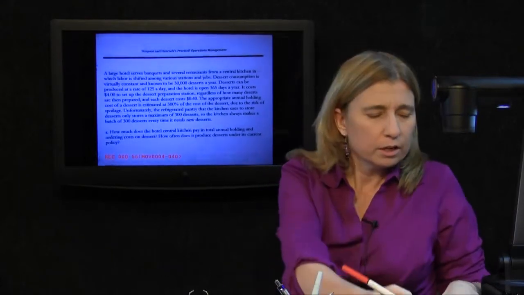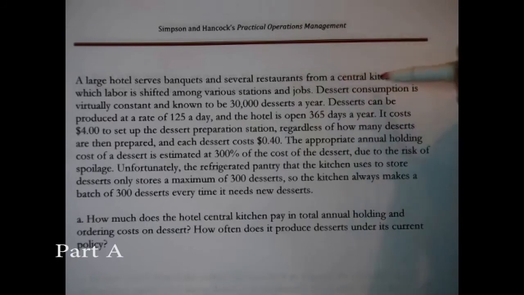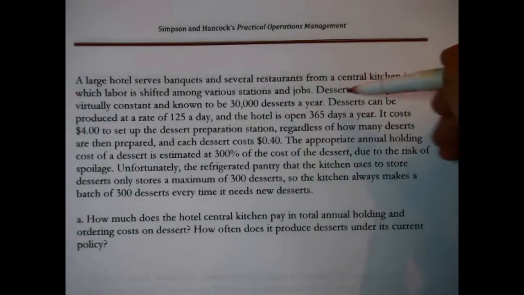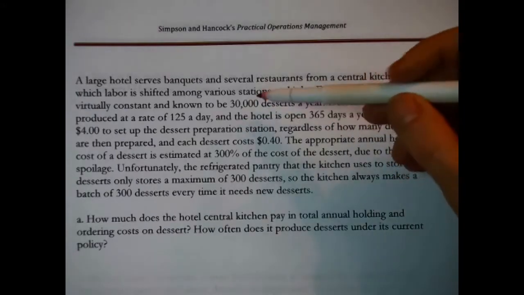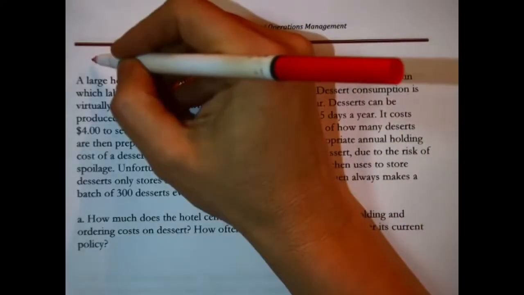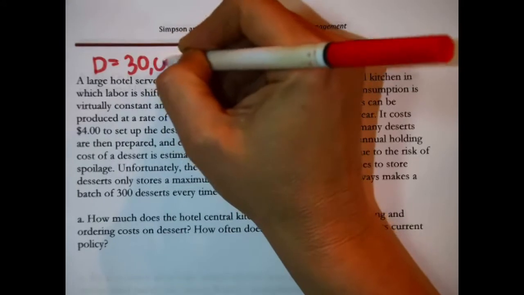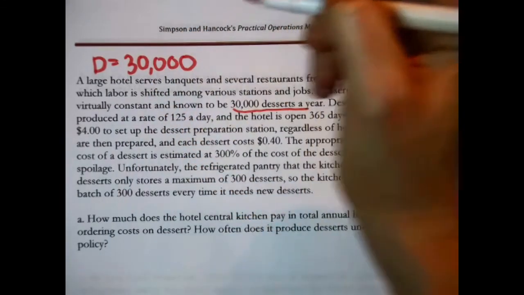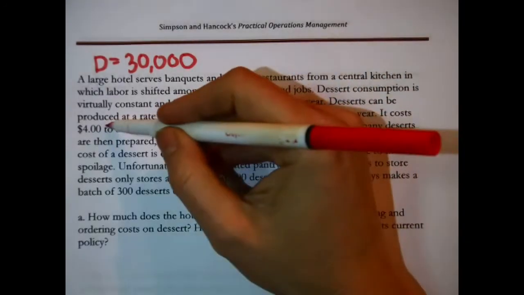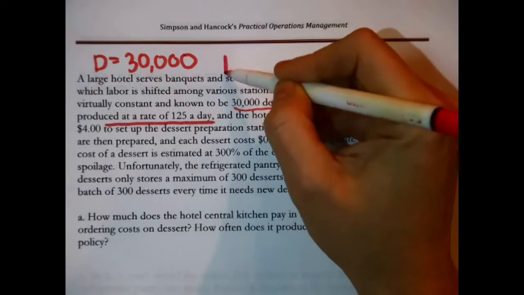Let's look. A large hotel serves banquets and several restaurants from a central kitchen in which labor is shifted among various stations and jobs. Dessert consumption is virtually constant and known to be 30,000 desserts a year. That's a lot of desserts. That's also what we know as capital D, annual demand for something, 30,000. Okay, got it. Desserts can be produced at a rate of 125 a day.